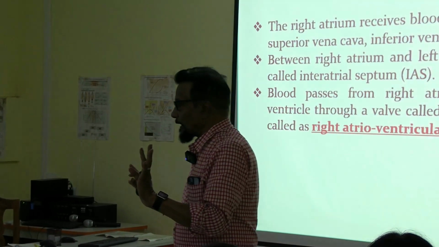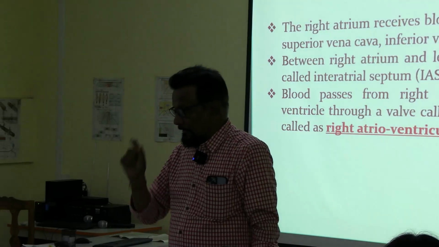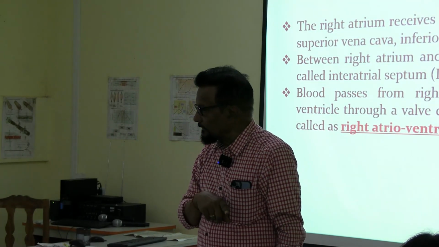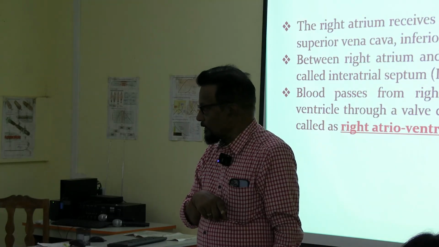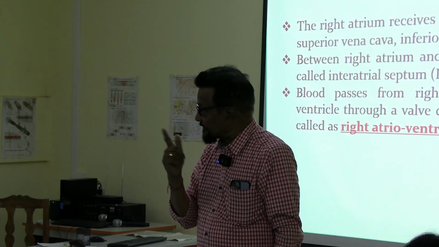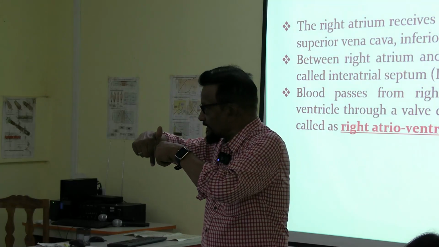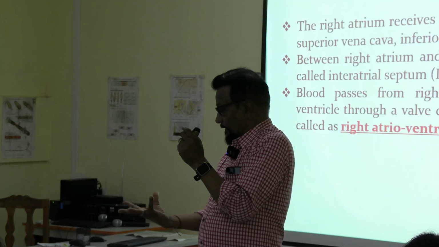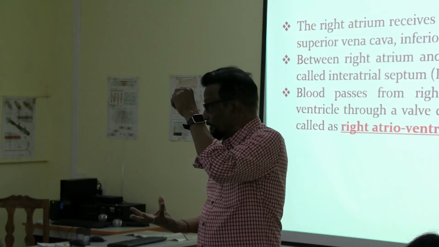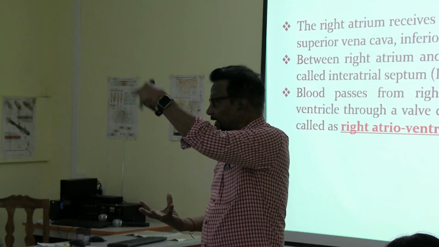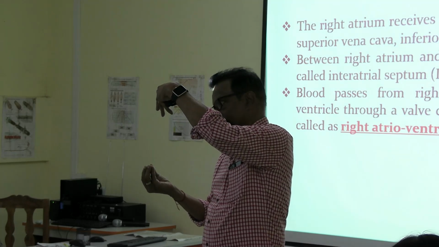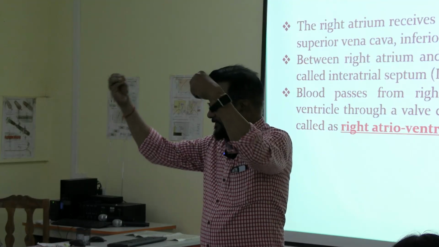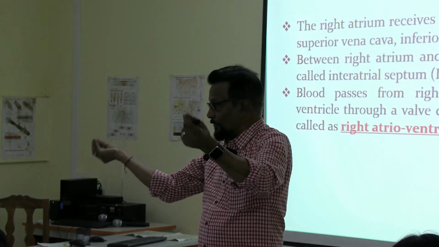So let us talk about this chamber. What is this chamber? Right atrium. It receives blood from the superior vena cava and the inferior vena cava. So they are draining blood into the right atrium, and it is waiting. Suppose my ventricle is, at the time when the atrium is filling with blood, closed, contracted. By this time the atrium has stored enough blood.